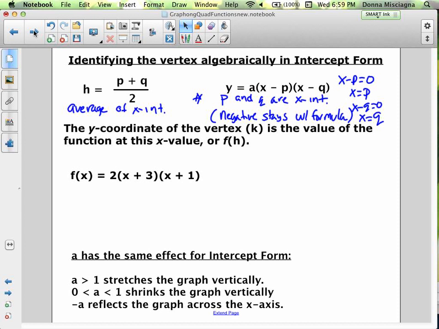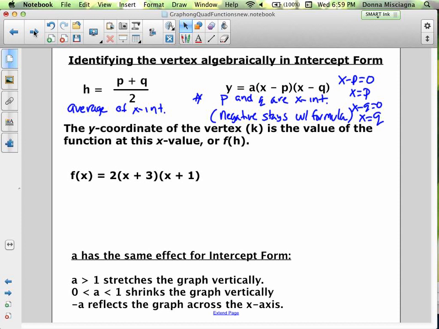If we set the second x minus q equal to 0, we'd have x equals q as the second x-intercept. Notice that now when we solve for x, the p and q are both positive. The negative stays with the formula, just like vertex form. To find the x-coordinate of the vertex, the h, all you have to do is take the average of the two x-intercepts. So you just add the p and the q together and divide by 2.